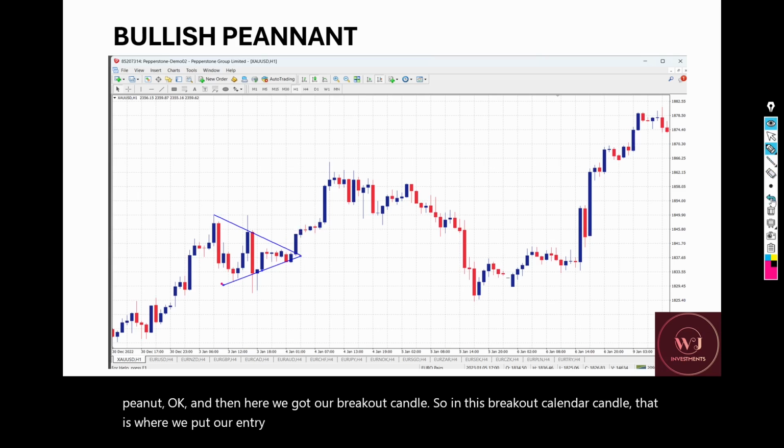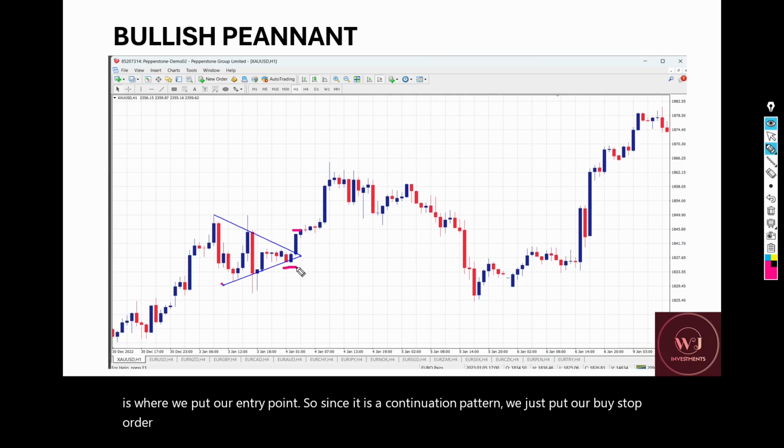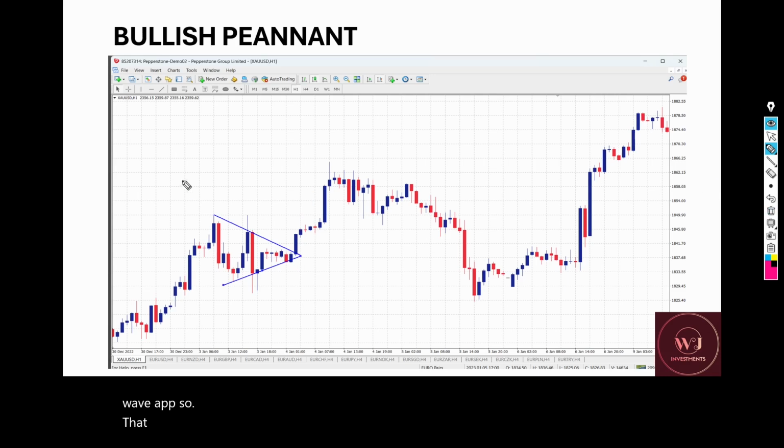Since it is a continuation pattern, we just put our buy stop order here, and then we put our stop loss according to the way we do it on this channel, and then we get the wave up. So that is the only way to trade the bullish pennant.